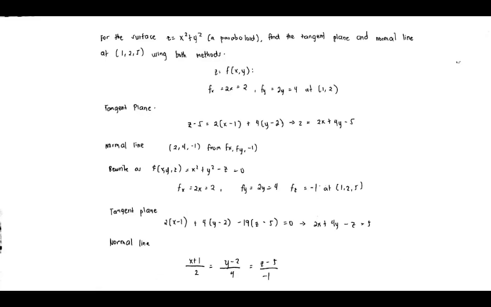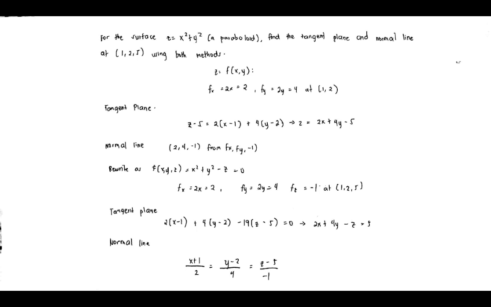Now for our second and last example, we have the surface z equals x squared plus y squared, which is a paraboloid. Find the tangent plane and normal line at (1, 2, 5) using both methods. So it means that we will apply the special case I said earlier in this kind of problem. So, solution using explicit form, which is the special case, z equals f(x, y).